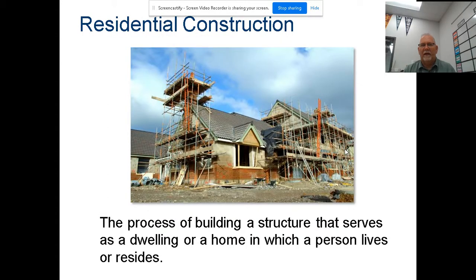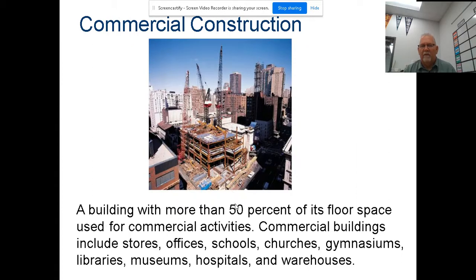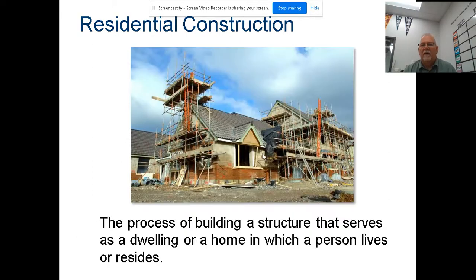We look at residential construction. That's the process of building structures that serve as a dwelling place, a home, where people live and reside. This can be a number of different things. We'll look at some pictures on that. Residential construction basically is saying, as compared to a building with more than 50% of its floor space for commercial activity, in this case less than that. But its primary purpose is that's where we live. That's where we reside, things like that.